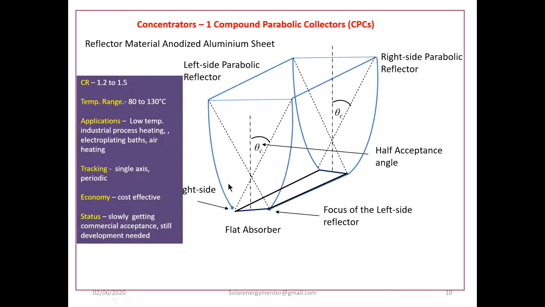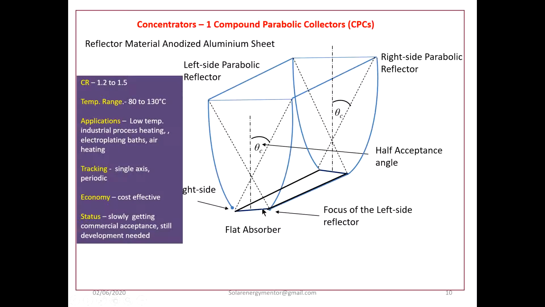The first concentrator is the compound parabolic concentrator, CPC. This consists of two reflectors which are parabolic in shape. So this is one reflector which has a parabolic shape and it extends, the length is like this. This is the first, left side parabolic reflector, and then another parabolic sheet type of reflector is mounted on this side, and this is the absorber. Solar energy is incident through this aperture. Aperture has this width and this length. So this is the aperture of the compound parabolic collector.